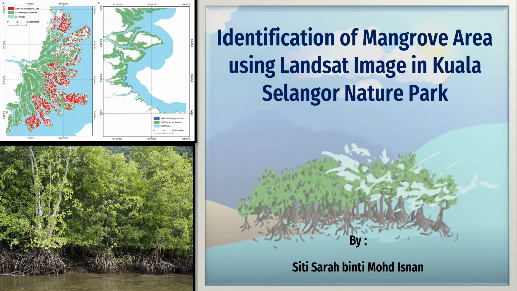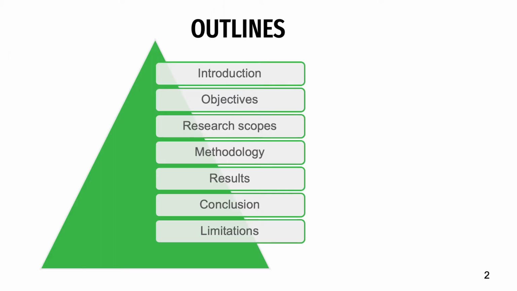Today I'm going to present about identification of mangrove area using Landsat image in Kuala Selangor Nature Park. So this is actually a final year project of my student and it has been published in a Q4 journal. It's just a Q4 journal. So let's start with the outline of the presentation.